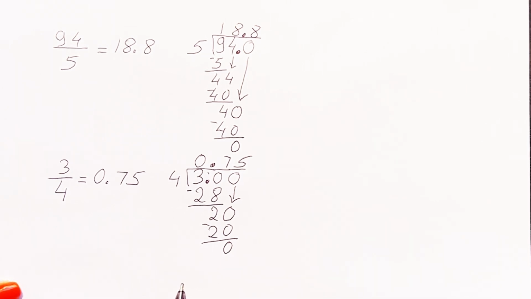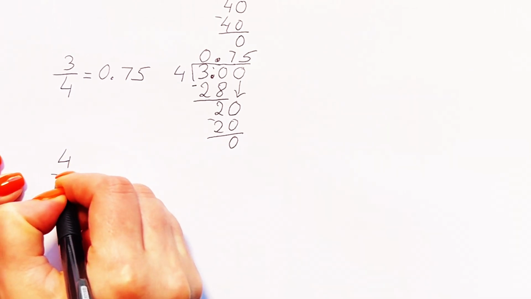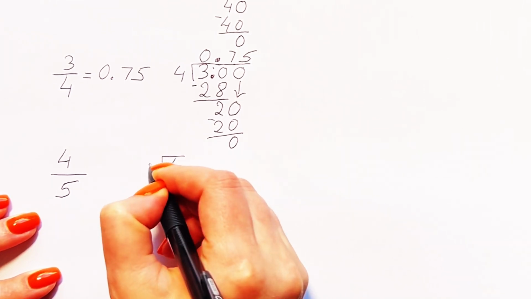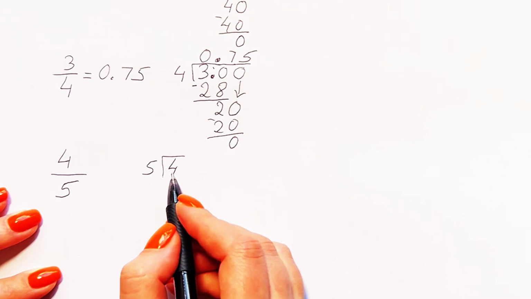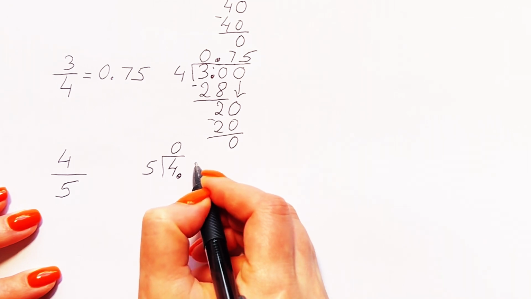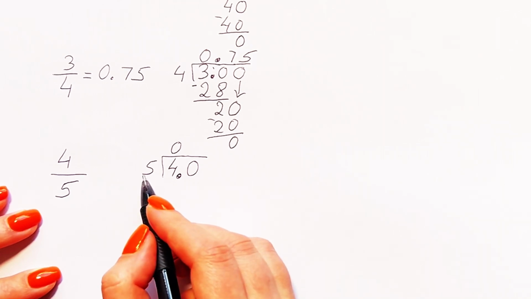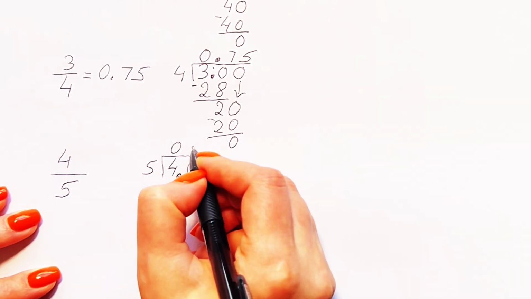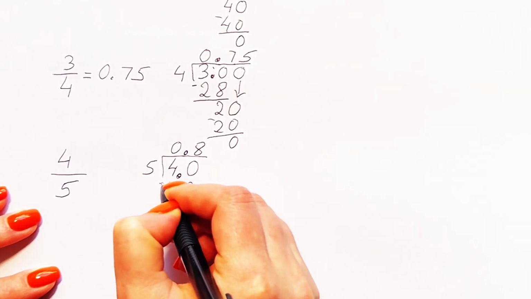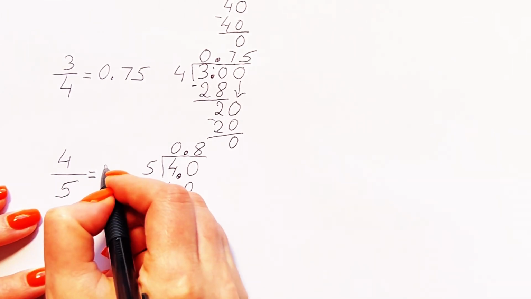Let's try one more example. Let's say I have 4 over 5. Again, the same way, I'm going to divide 4 by 5. Okay, 5 goes into 4, 0 times. I need a number, I do not have it. I'm going to put the decimal point and 0, so that the value of the 4 is going to stay the same. 5 goes into 40, 8 times. 8 times 5 is 40. I'm going to subtract and get a 0 remainder. So 4 over 5 is the same as 0 and 8 tenths.